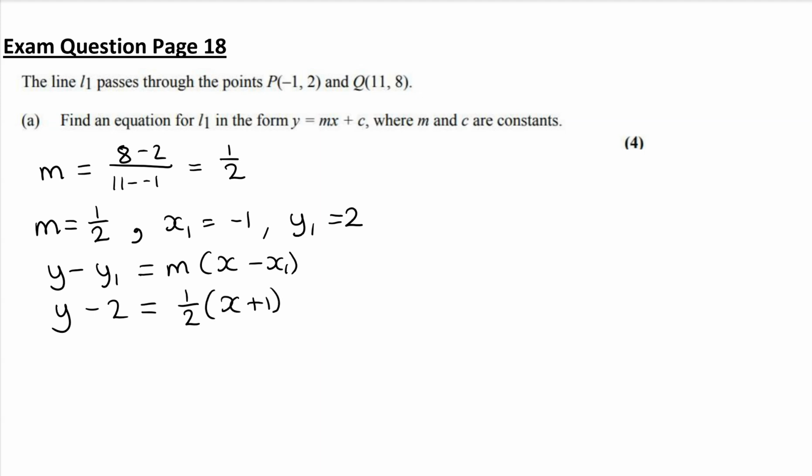And then what I'm going to do is multiply both sides by 2. Actually, in fact, I'm just going to multiply out this bracket here because I need to leave it in the form y equals mx plus c. So actually I won't multiply by 2. I'll just multiply this bracket out here, and then I'm just going to add the 2 to both sides. And that is our equation of the line.